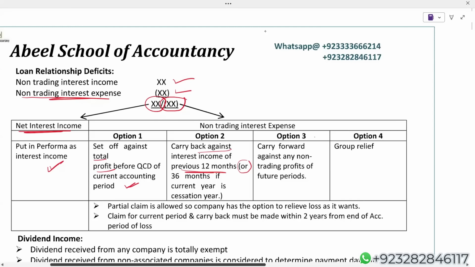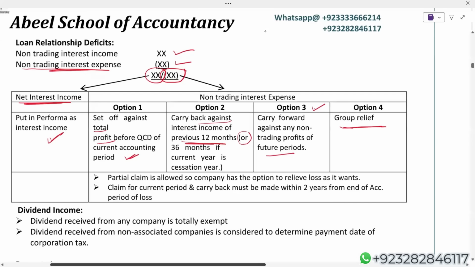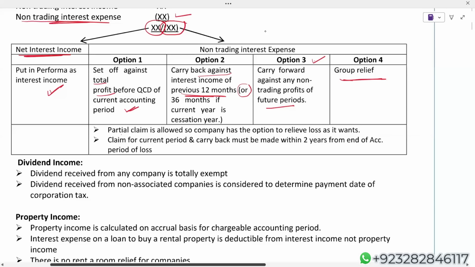There's option 3 also. Carry forward against any non-trading profit of the future period. If you want, you can carry forward also. But in that case, you can deduct the deficit against profit which is coming from non-trading profits, like chargeable gains, property income, things like that. One more option is available, which is group relief. If you are part of a 75% loss relief group, then the deficit can be transferred within a 75% loss relief group. Partial claim is allowed, so the company has the option to relieve the losses as it wants.